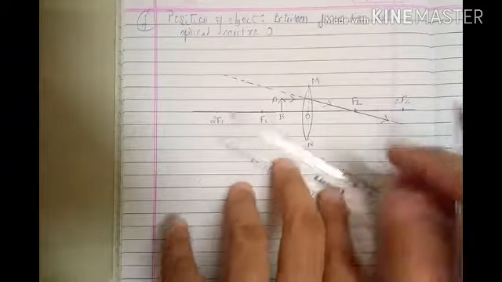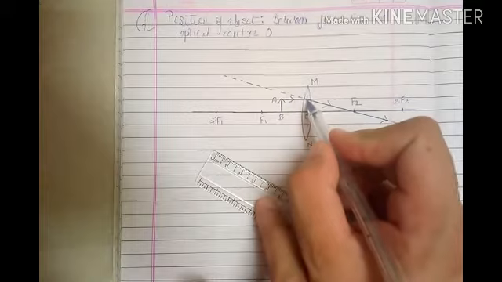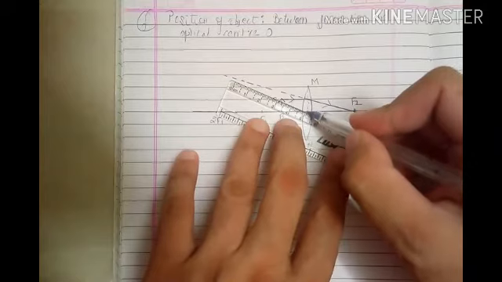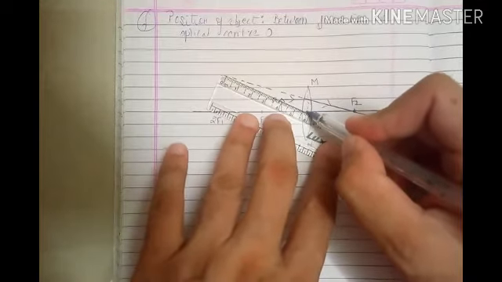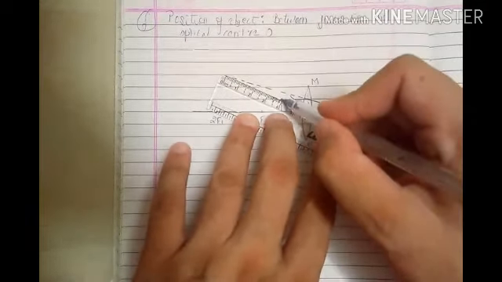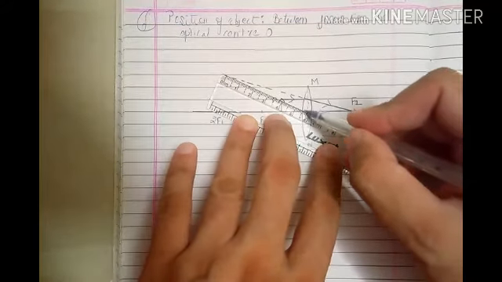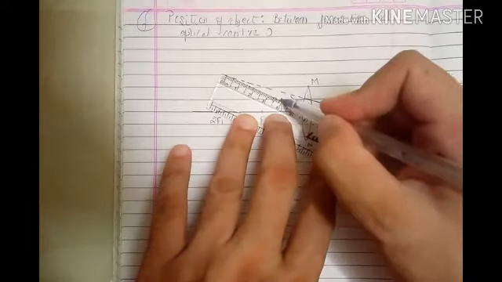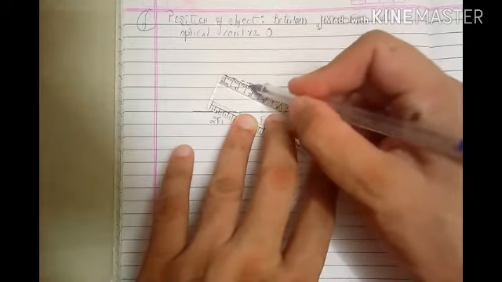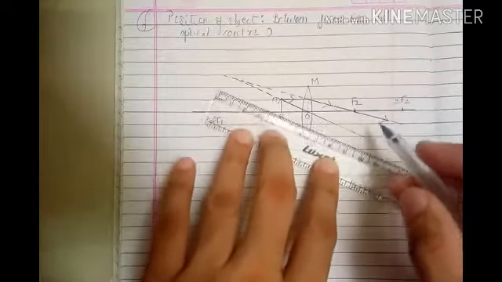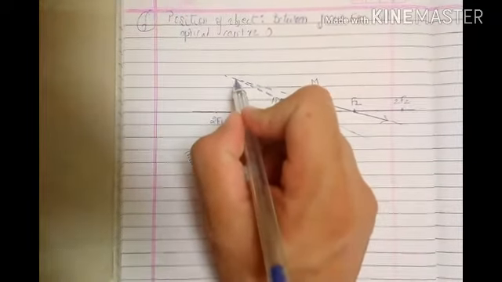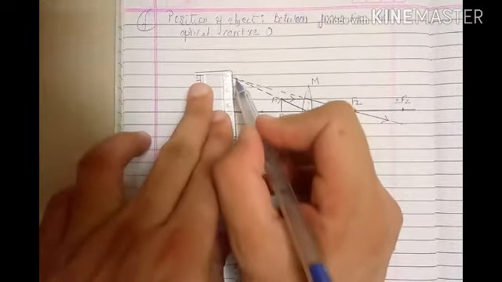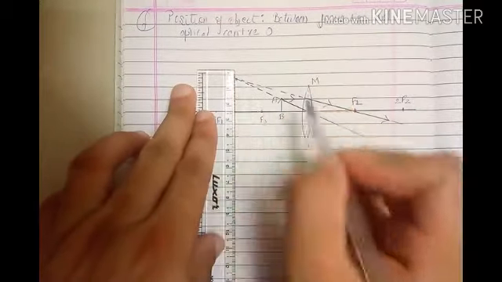Now the second ray, how do we draw it? The first ray is parallel to the principal axis, passing through focus. The second ray passes through the optical center. So this is my second ray. From here and optical center, the ray is going from here like this. It is refracted, and what you do is you just extend it like this. So what is the point at which they intersect? At this point. So an erect image is formed here.